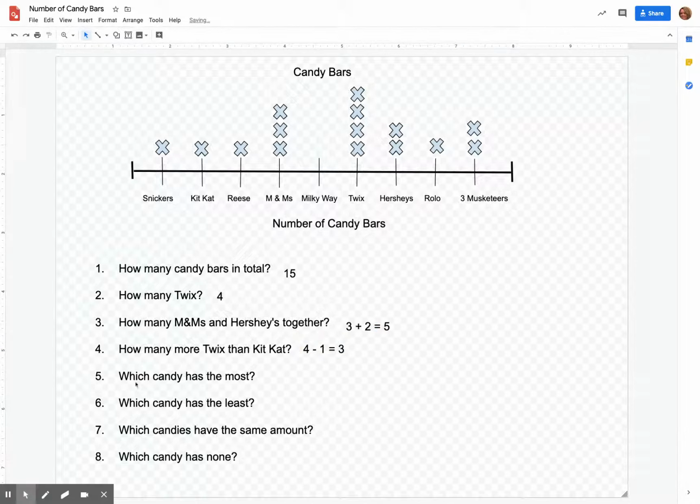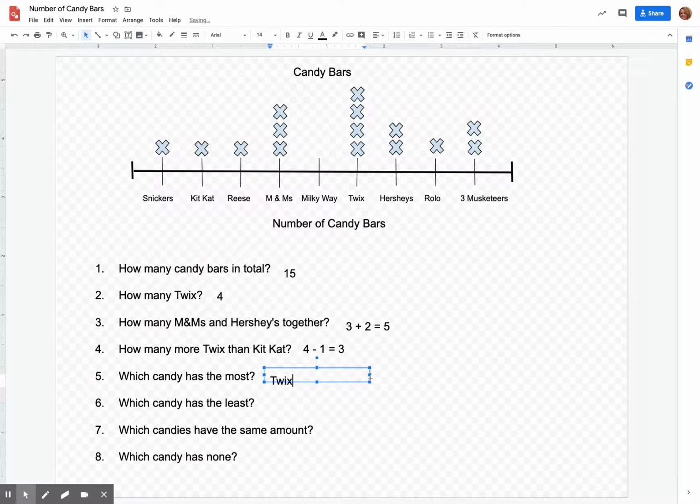Okay. Which candy has the most? Most means the greatest number. So most is, which one do you want? You want to have the one with the most. So if I look at all of these, the one that has the most is the Twix. So right here, I'm going to put Twix.